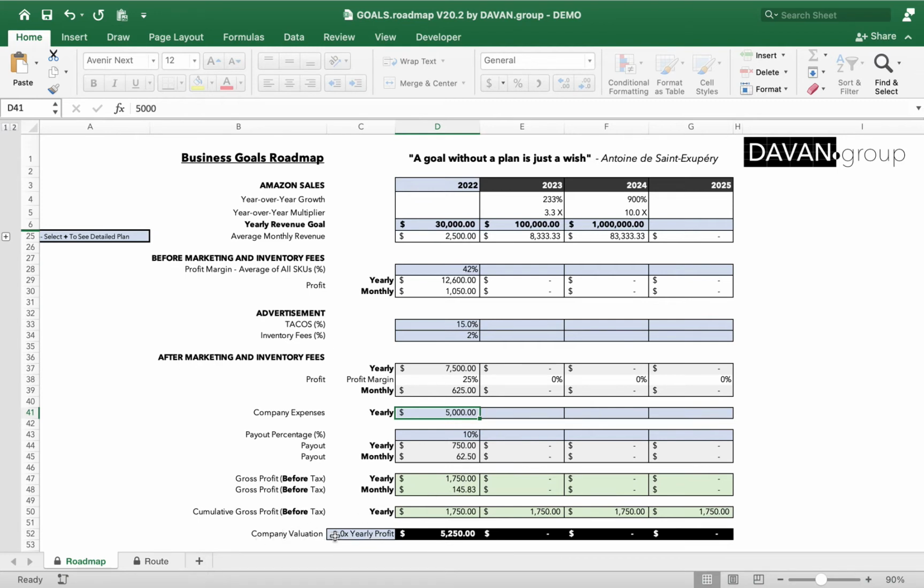You can just put in whatever you think it might be worth. So let's say 3 or 5 times your yearly profit. So if we put it at 5, the company in your first year running, it might be worth $8,000. So obviously, this is just a starting point. We want to see it grow year to year.